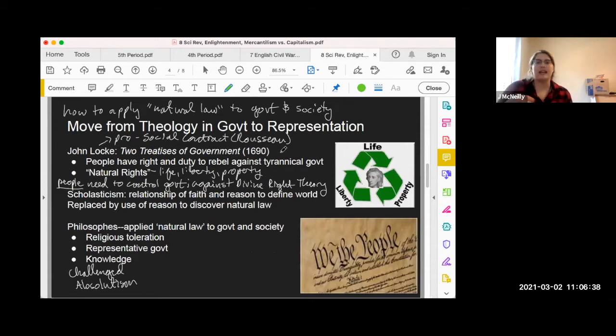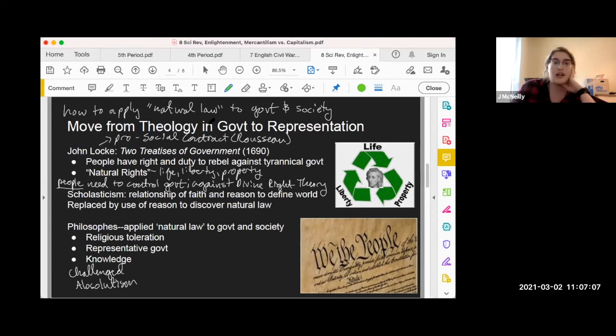So we move away from theology and government. And how do we see theology and government? Well, in absolutism, you have the divine right of kings. And under absolutism, the church and the state work together to maintain the status quo. Now we're moving away from using religion to define government to using natural law to define government. And John Locke comes up with his theories on those natural laws.